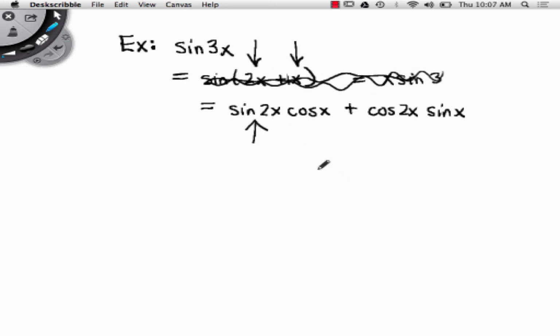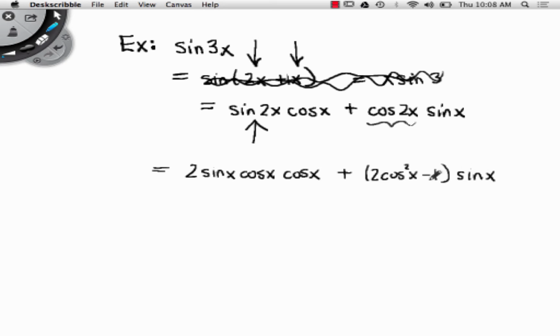But this we know now. We know what the sine of 2x is. What can I replace this with? According to 5.5, 2 sine x cosine x, and then cosine x. Plus, what can I replace this with? I've got a couple of choices. I'll replace this with 2 cosine squared x minus 1 times the sine of x.